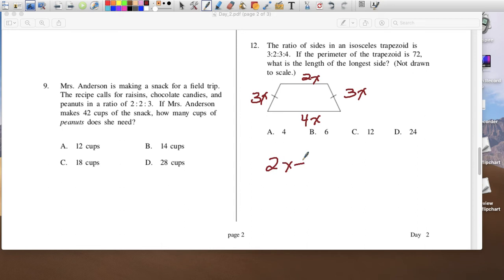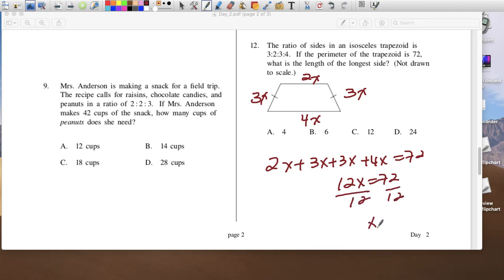So again, 2x plus 3x plus 3x plus 4x equals 72. That's 12x equals 72. Divide by 12, x equals 6. So I know that the value of x equals 6. So 2x, which is 2 times 6, means this is 12. This is 18, 3 times 6 is 18. This is also 18. And then the bottom one, 4 times 6 is 24.